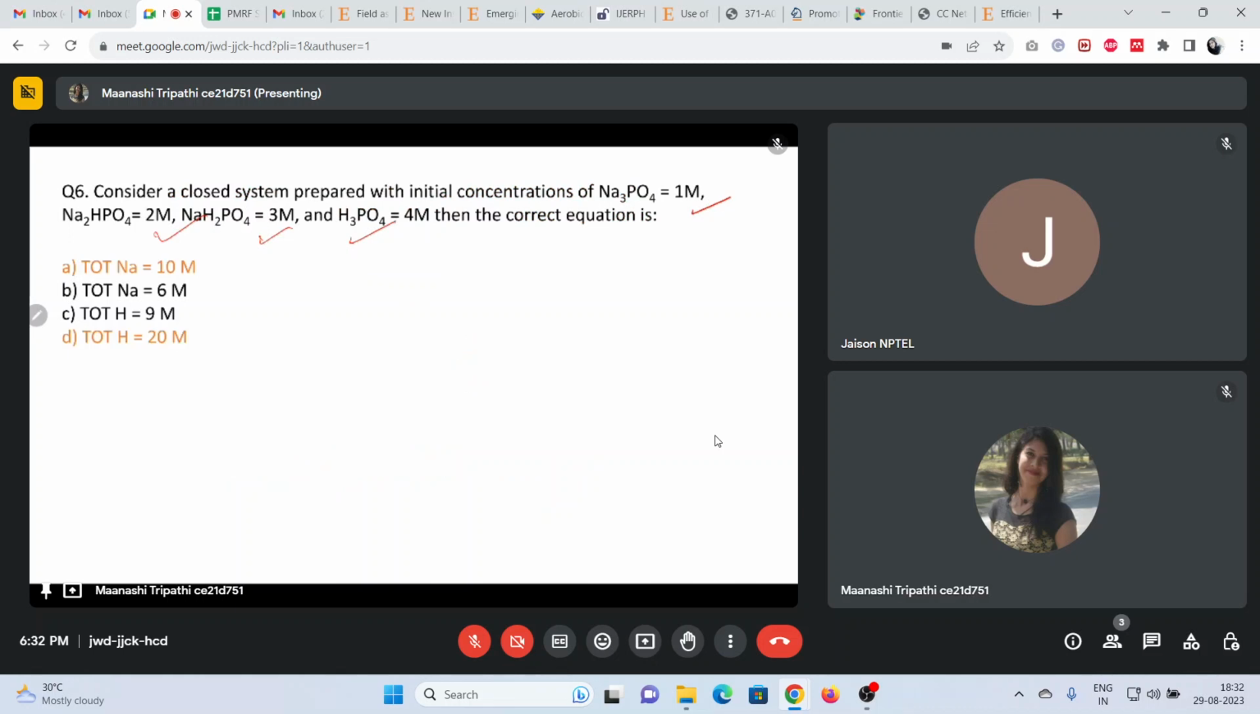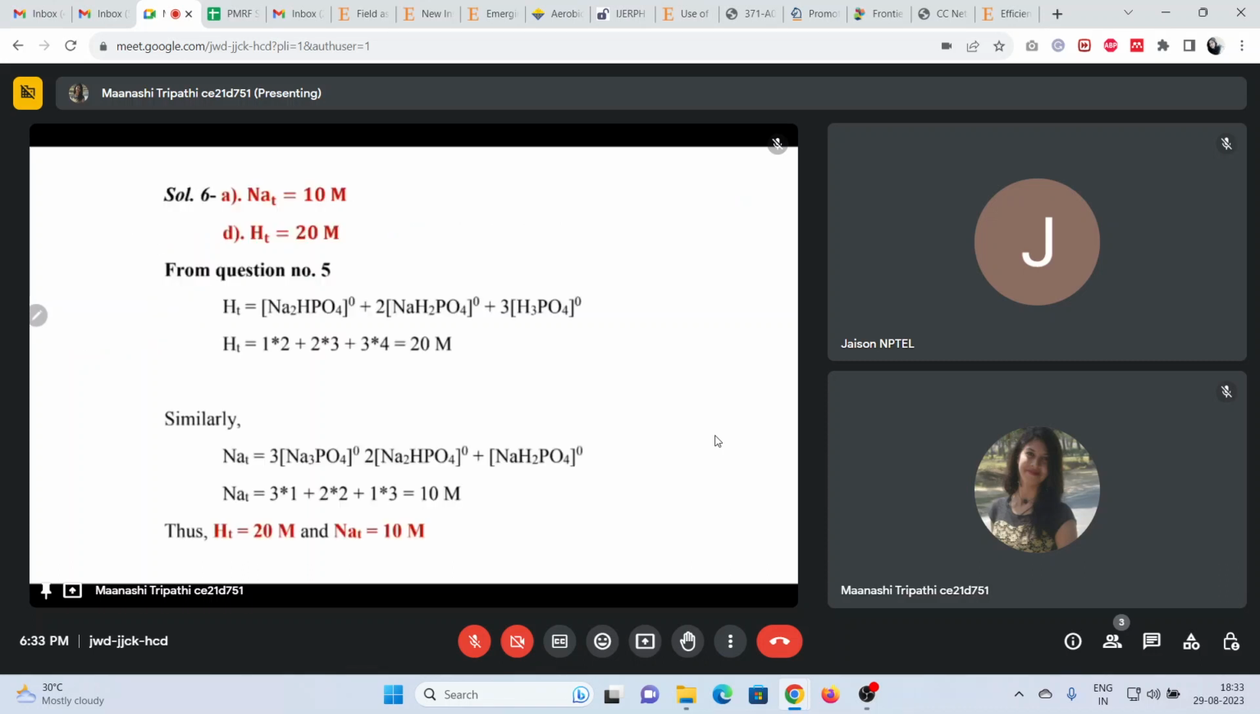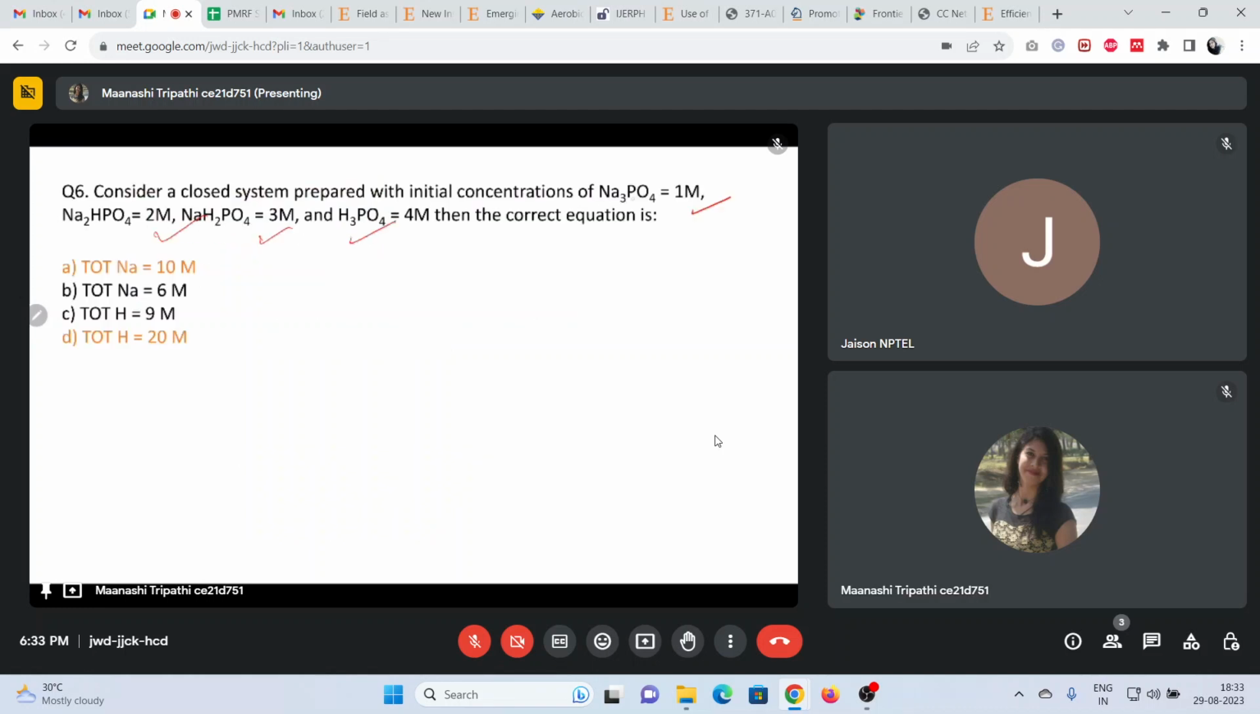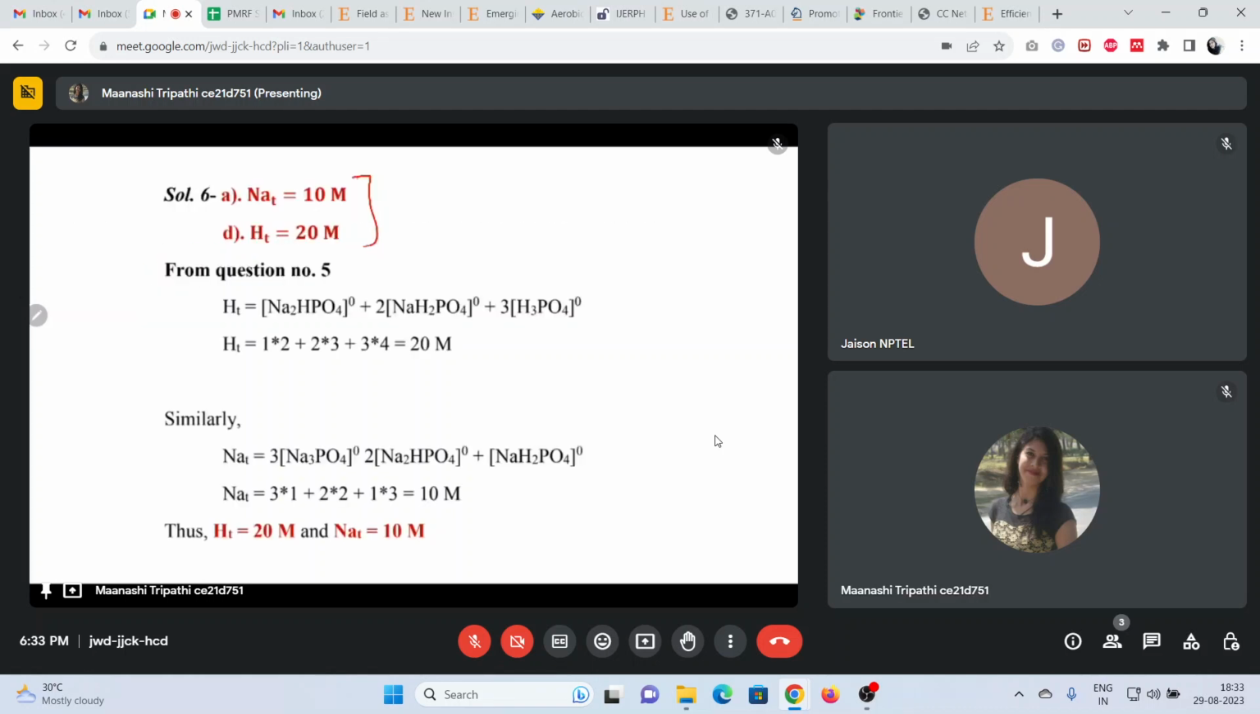So our solution for this question: in this question we have to give in terms of total H and total sodium ion. So option A and D are the correct options. So we will see how we are getting to this. From question number 5, the previous question, we have seen that was also for the closed system. Because all these compositions are the same, we can take this equation directly from that question. This is what you got in the previous question, right?